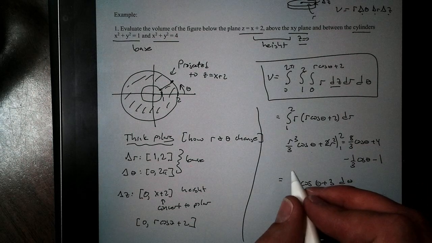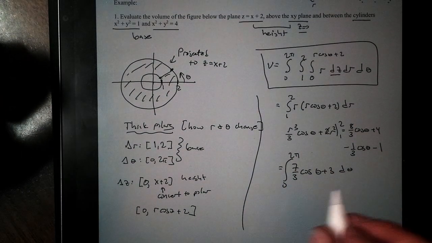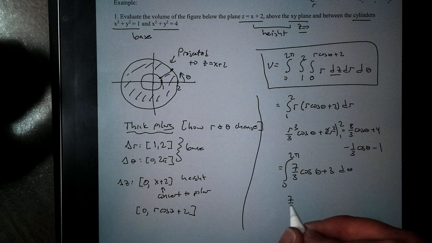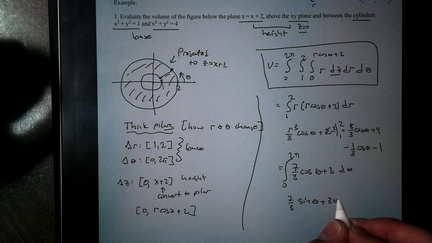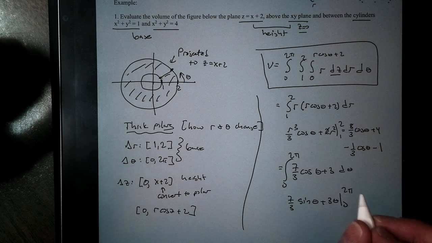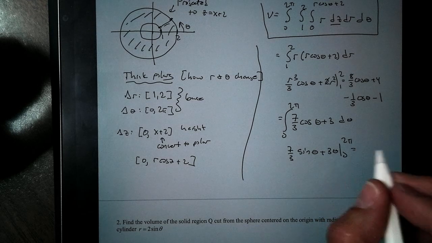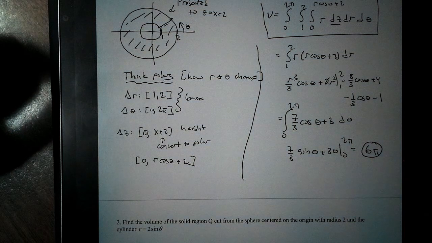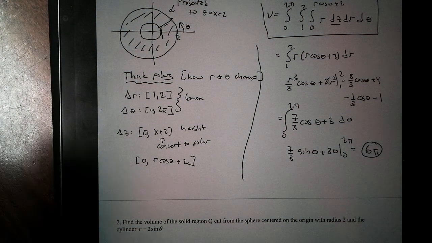That's what I get for skipping steps. And this one we're going to integrate from 0 to 2 pi. Now we're integrating with respect to theta, so this becomes 7/3 sine theta plus 3 theta from 0 to 2 pi. And when you solve all of this, you're just going to wind up with 6 pi. And there's our answer. Sorry for a couple of errors right there. We did correct them though.